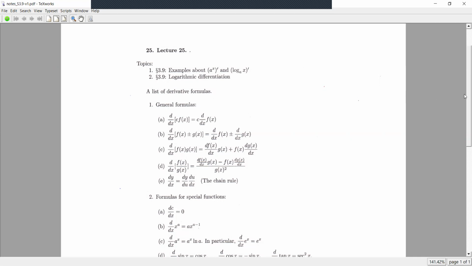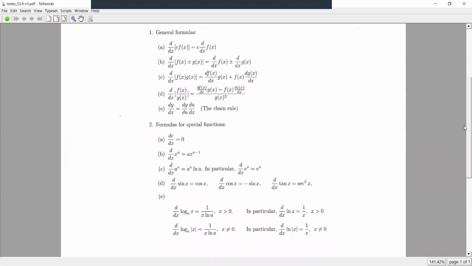There are 11 formulas that we need to remember. 10 are from sections 3.3, 3.4, and 3.5. One is from section 3.7. The one from section 3.7 is the chain rule. Now today, in topic 1, I want to show you examples about these two formulas for exponential functions and these 4 formulas for logarithmic functions.